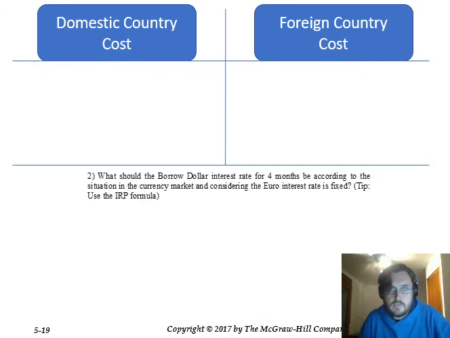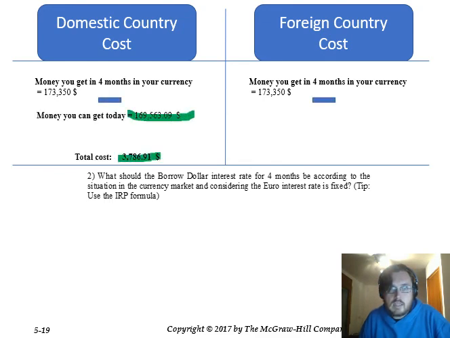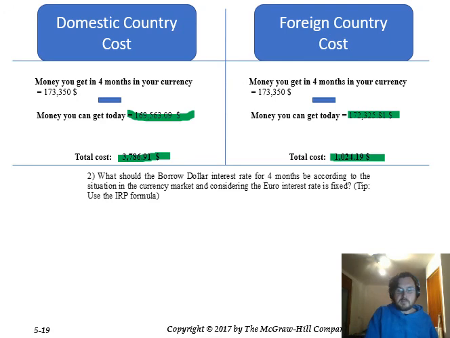The cost. So remember the difference between the money that you can get in 4 months and the money that you can get today in the domestic country. So that's $3,786 of cost. And the money you can get today in your currency in the foreign country gives us a cost of 1,024. So it's really cheap actually. So we want that. We want the cheaper one.